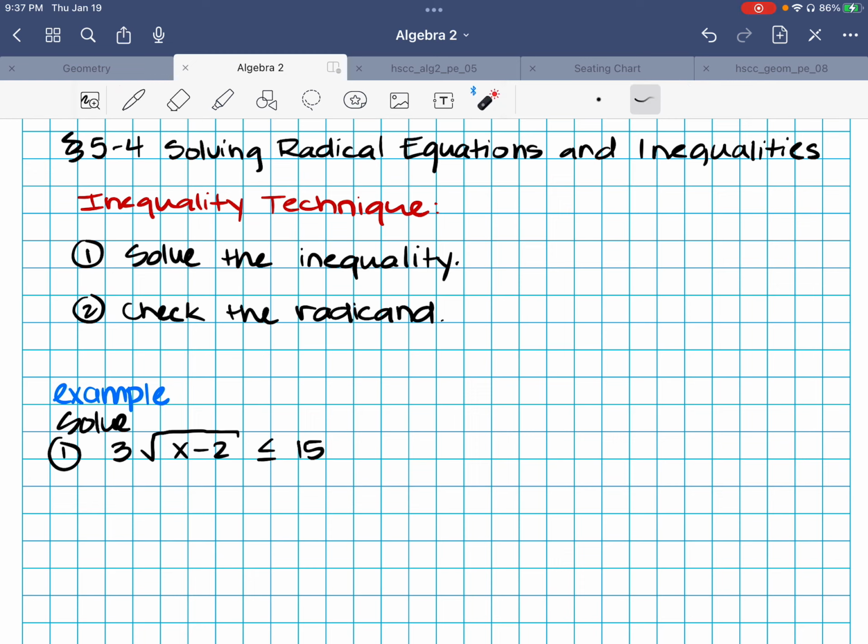A couple of things going on. We're going to be taking a look at inequalities. So this is the inequality technique. I got two steps that I want you guys to follow.